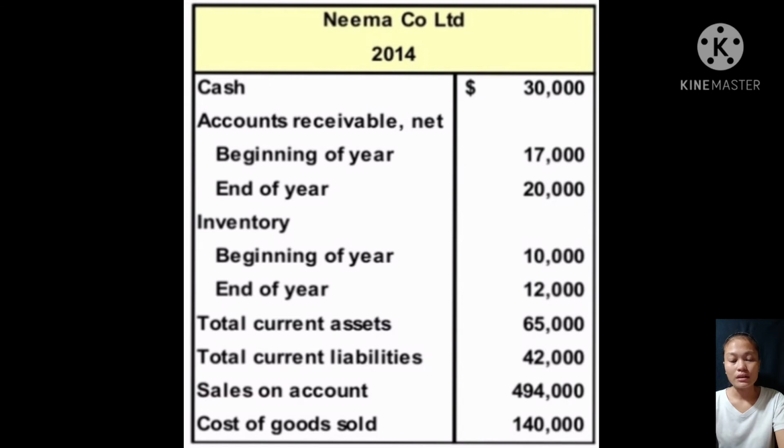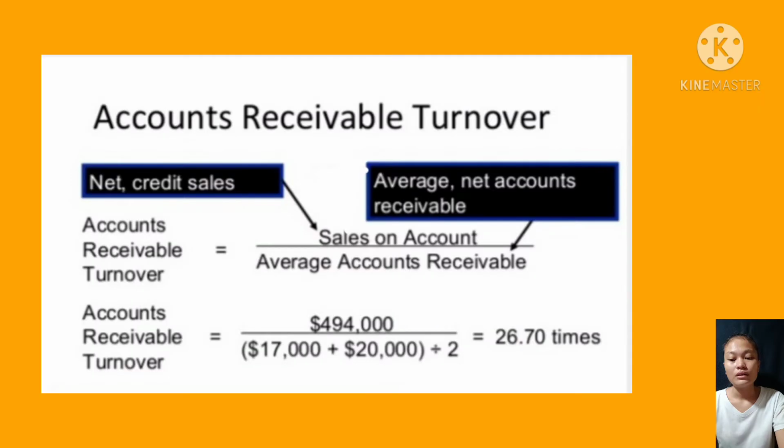Using the report of NEMA Corporation Ltd. year 2014, we can calculate the accounts receivable turnover. $494,000 would be the sales on account divided by $17,000 is the beginning of year plus $20,000 is the end of year divided by 2 is equal to 18.5. 18.5 is the average account receivable. Then $494,000 divided by 18.5 is equal to 26.70 times.